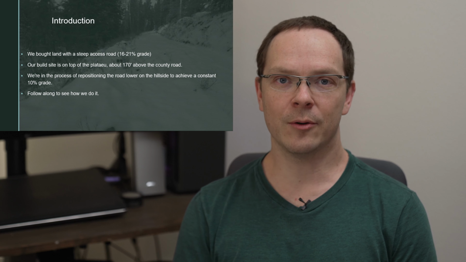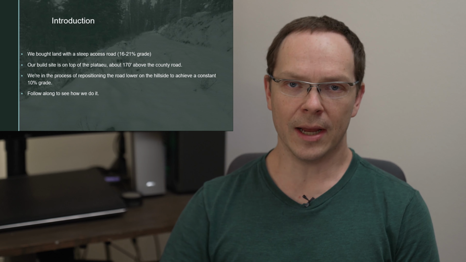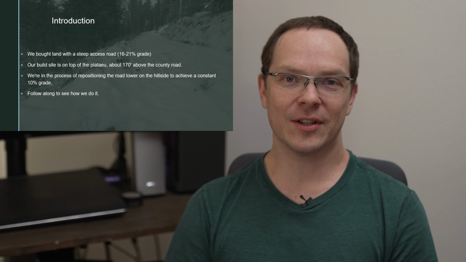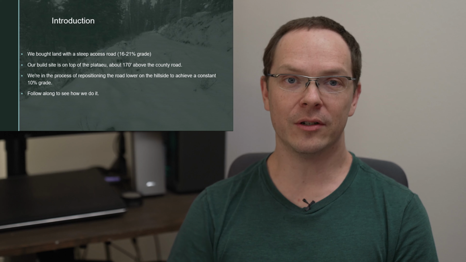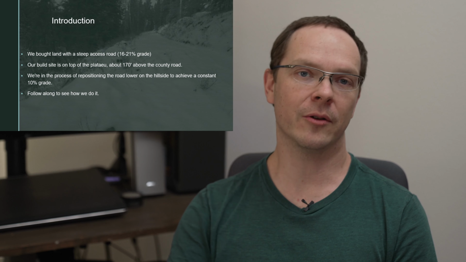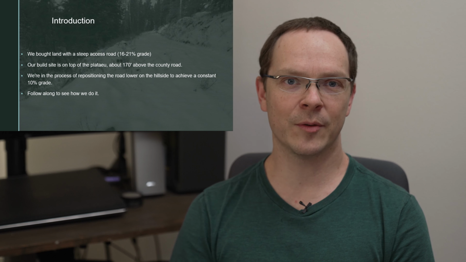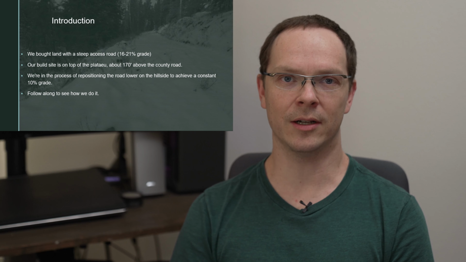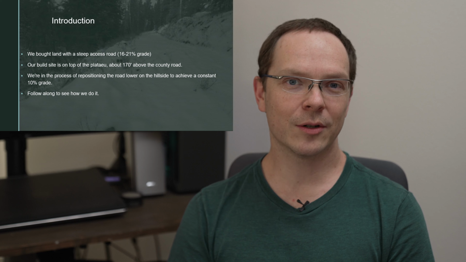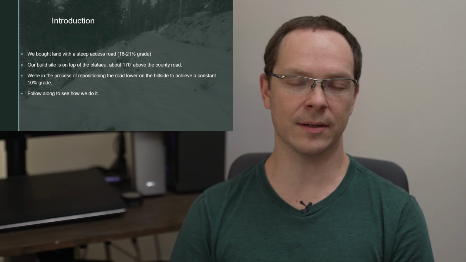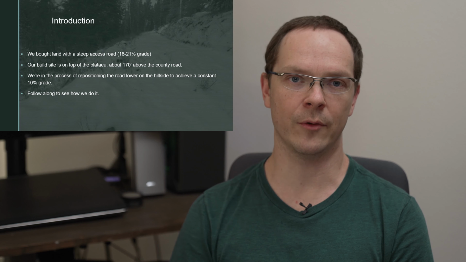Our building site is up on top of a plateau, about 170 feet above the county road. We're in the process of repositioning our road lower in the hill, and we want to have it at just 10% grade all the way up. We'd love for it to be lower. I think the government specifies 7% as the maximum grade on a highway. That's not practical for us. The driveway ends up way too long, overshoots our house and gets into some really steep terrain that we don't want to have a driveway on.